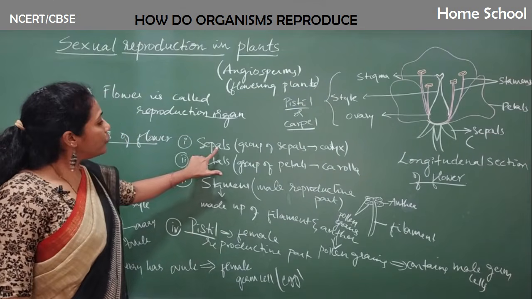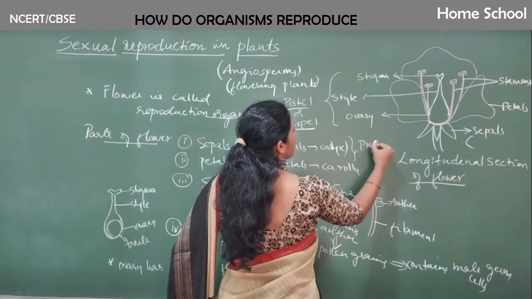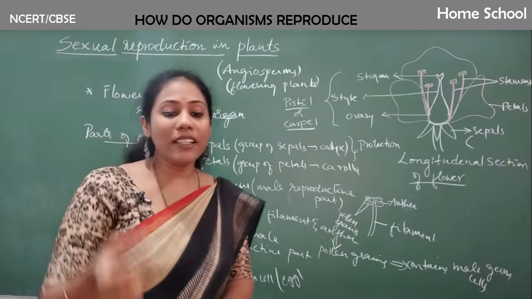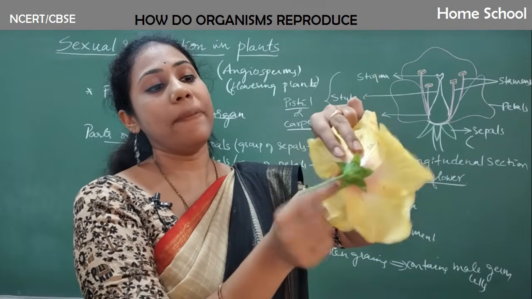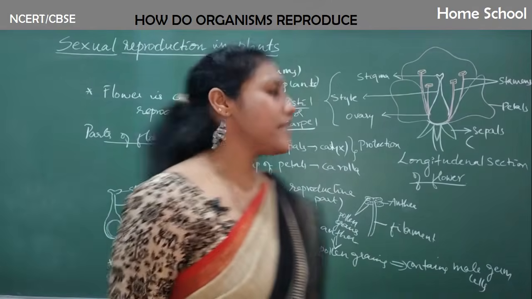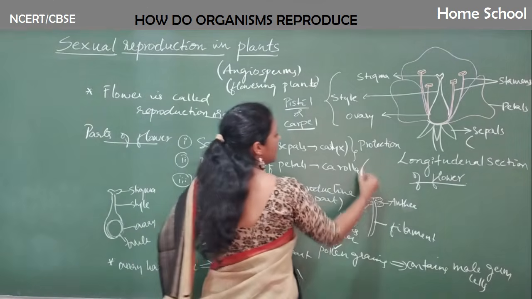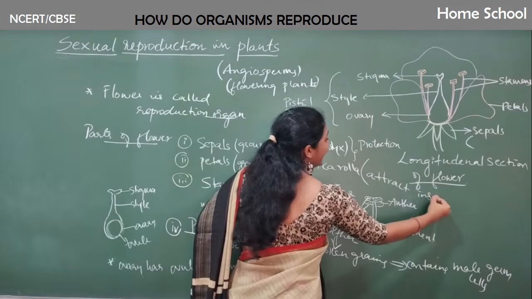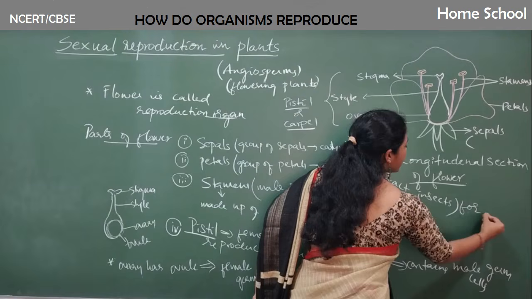And now what is the use of sepals? Sepals are for protection. They protect the male reproductive and female reproductive organs. This lower, green part, the sepals, they protect stamens as well as pistil. And what is the use of petals here? Petals attract insects for the process called pollination.